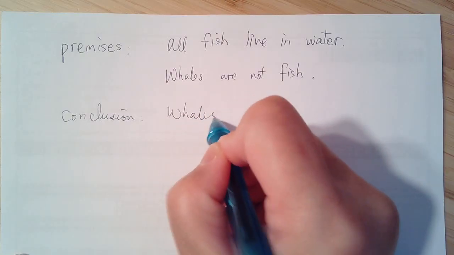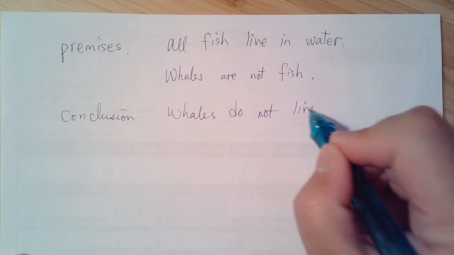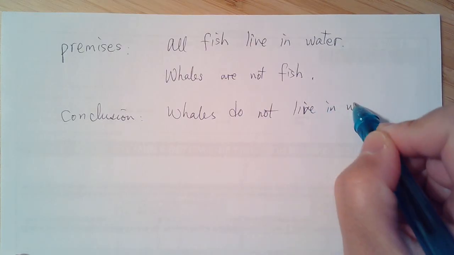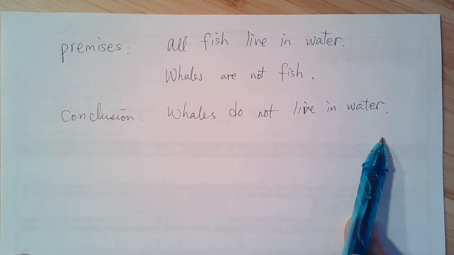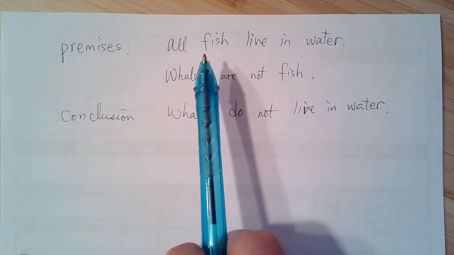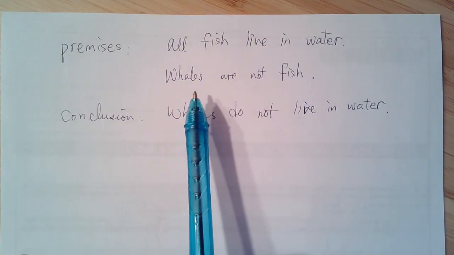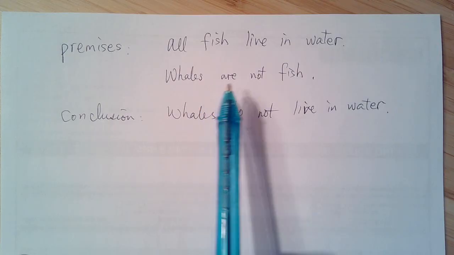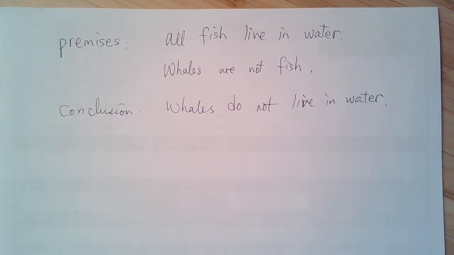Whales do not live in water. What do you think? I really know that this is not right. We know whales. We know they live in water. So what happened if they said all fish live in water? The second premise is whales are not fish. Therefore, whales do not live in water. So this is one example of a deductive argument, but what do you think?